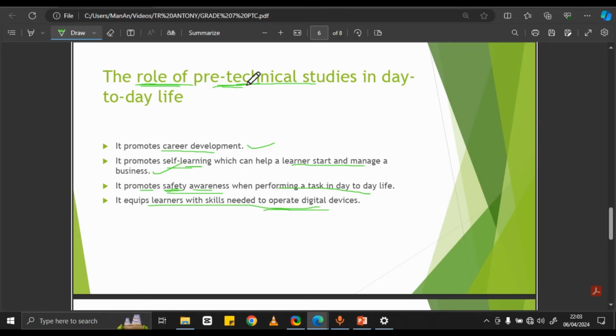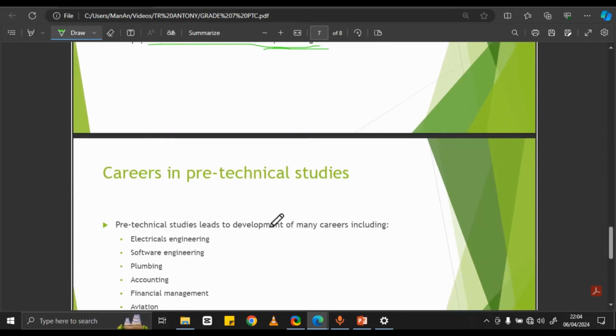So there are four main roles of pre-technical studies. One is that it promotes career development. Two is that it promotes self-learning, which can help a learner start and manage a business. Three, it promotes safety awareness when performing a task in day-to-day life. Four, it equips a learner with skills needed to operate digital devices.